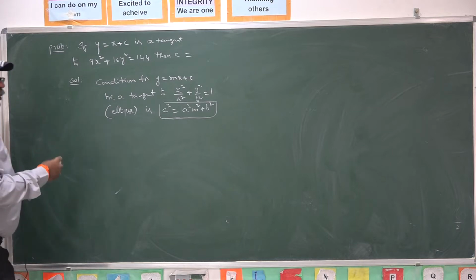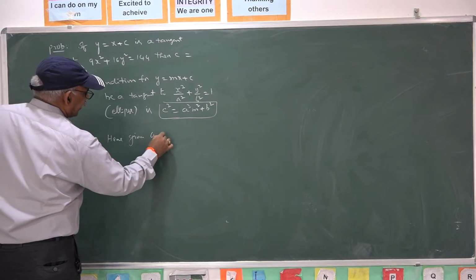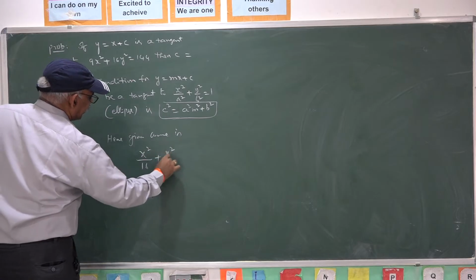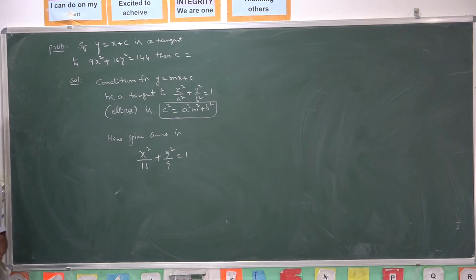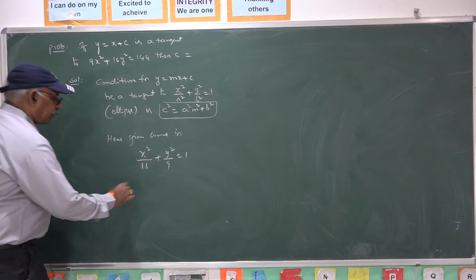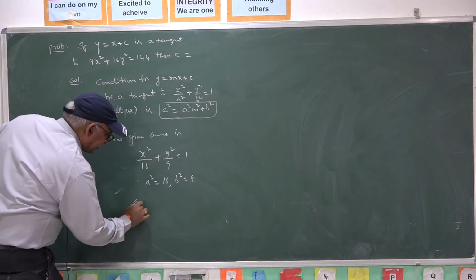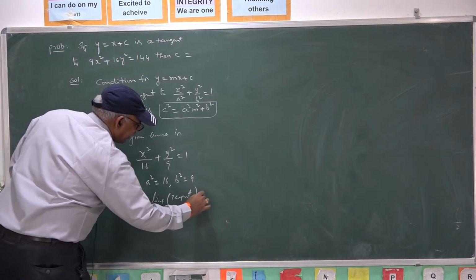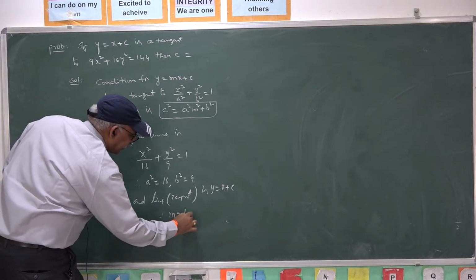So, based on this, the given curve, dividing with 144, you can write as x square by 16 plus y square by 9 equal to 1. Therefore, a square equal to 16, b square equal to 9, and the given tangent is y equal to x plus c. Therefore, m equal to 1 and c equal to c itself.